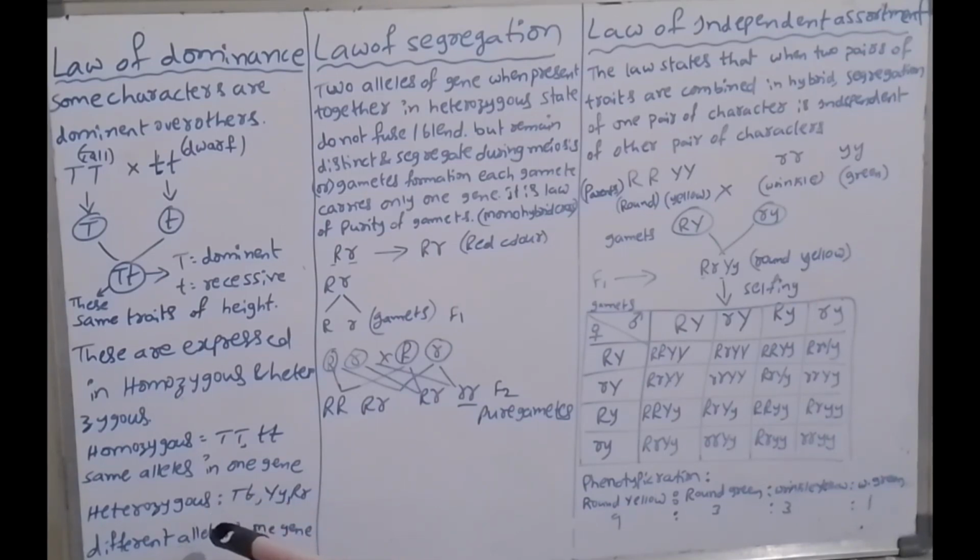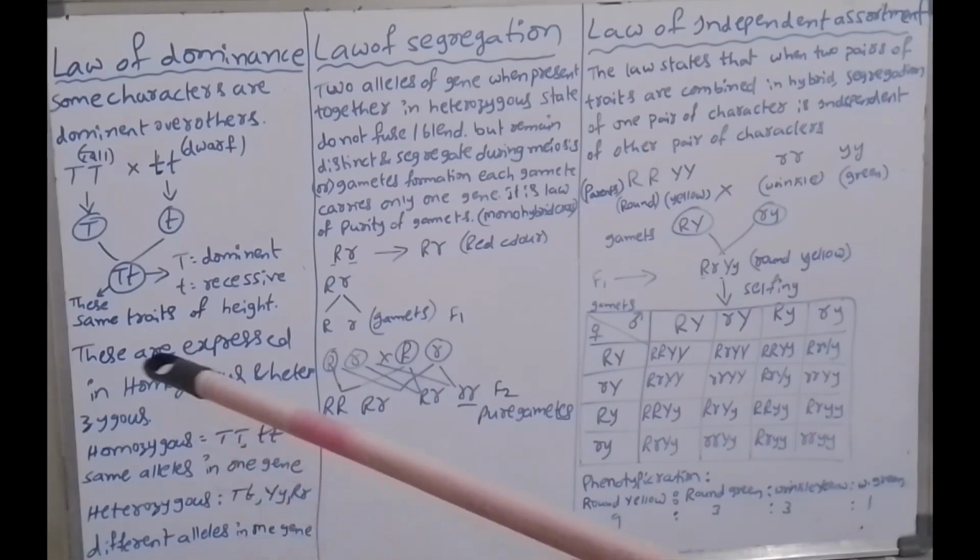Here capital T means tall, small t means dwarf. Capital Y means yellow, small y is green. In the next example, capital R means round, small r means wrinkled. Here in heterozygous, one capital T, one small t. So two different alleles in one gene is called heterozygous. This is homozygous and heterozygous: homozygous means same alleles in one gene, heterozygous means different alleles in one gene.